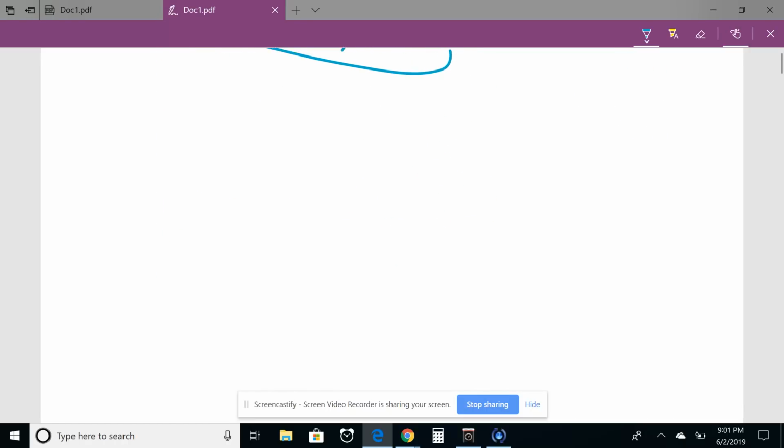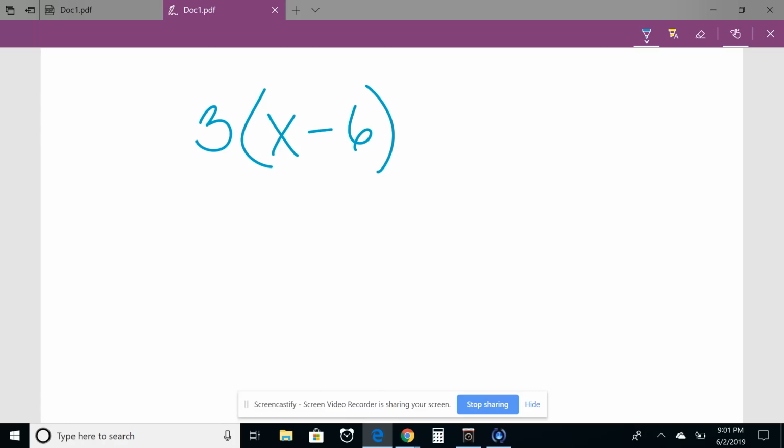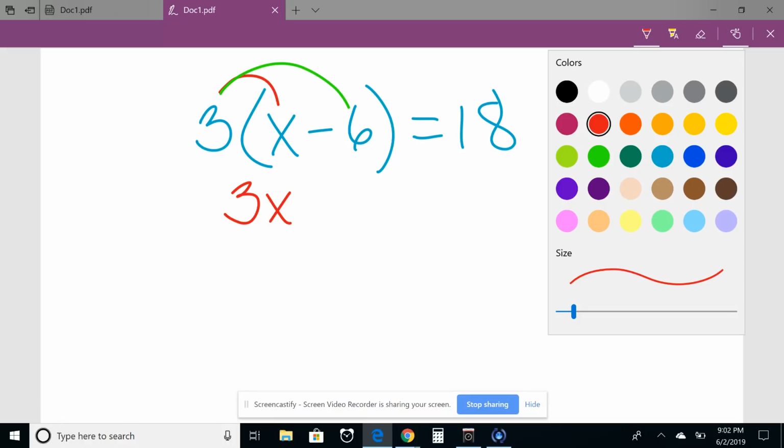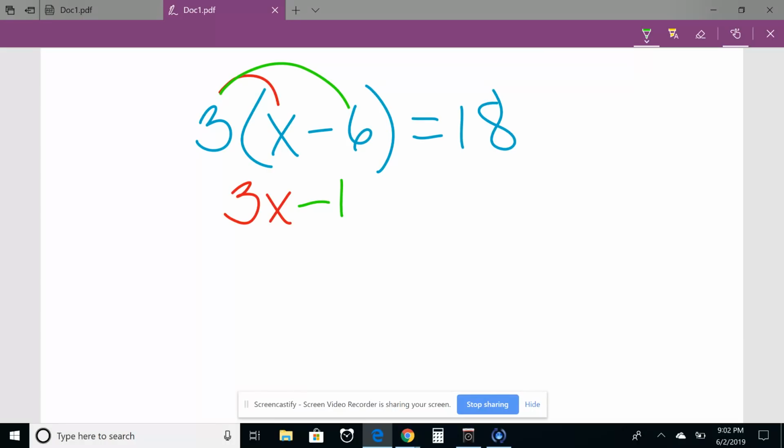Now, sometimes equations will have parentheses in them. For example, this one right here. Whenever there's parentheses, we are using the distributive property. That means you're multiplying the 3 by both terms. You're multiplying by the x, the 1x, and you're multiplying by the negative 6. So 3 times x would be 3x. 3 times negative 6 is negative 18.